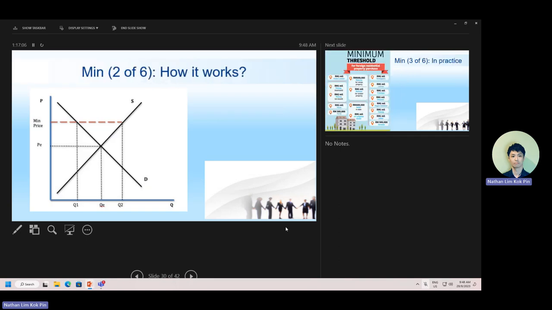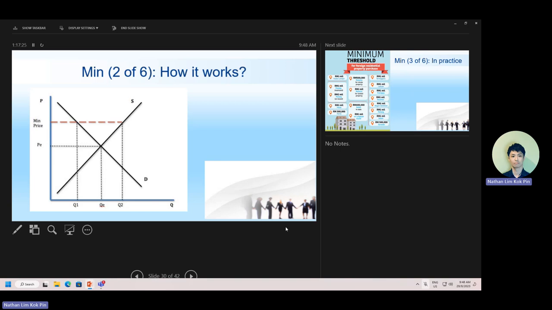Now, the government puts a minimum price, usually above the equilibrium. They can put it below, but it's no use. If you put it below, that means they cannot sell anything lower than that, so the price will go back to equilibrium. It's not effective, right? So usually they will put a price above the market price.